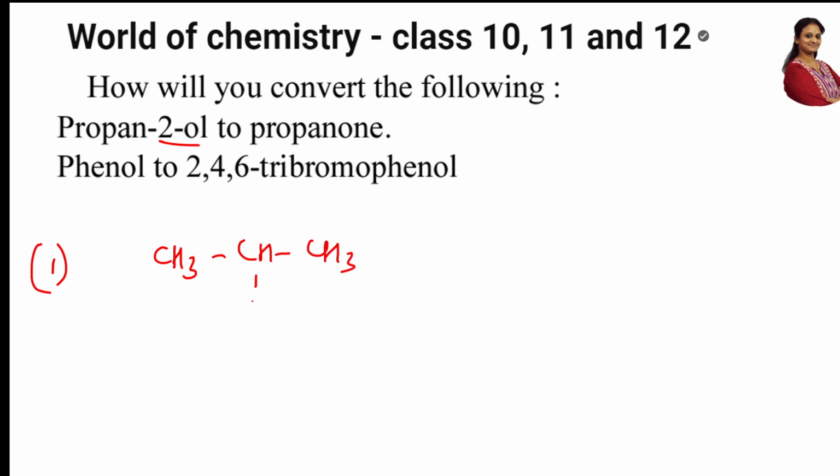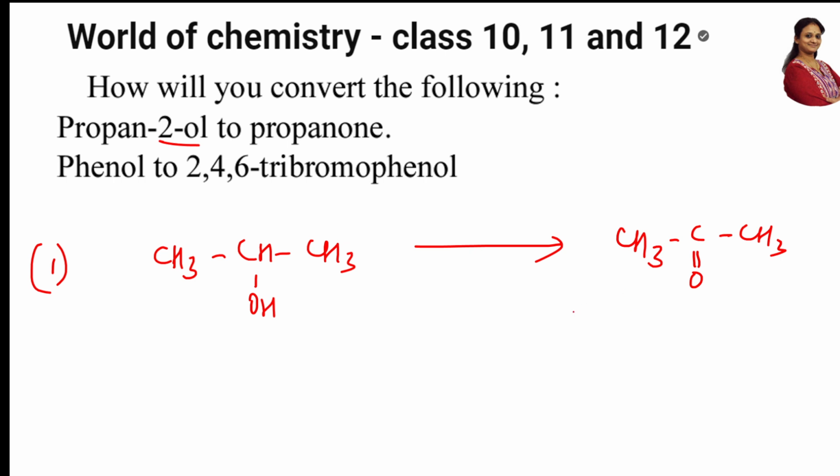This is your propan-2-ol. I have to convert it to propanone, CH3COCH3. Now you only see the difference, students, between this and this. What is the difference? Here there is hydrogen, here there is no hydrogen. So what is the reagent which removes hydrogen?